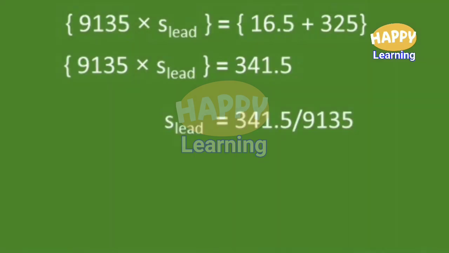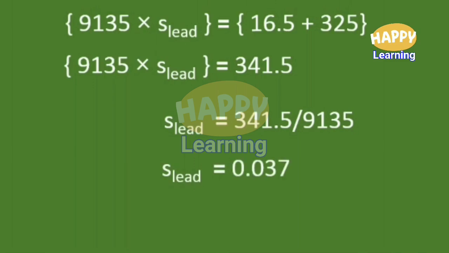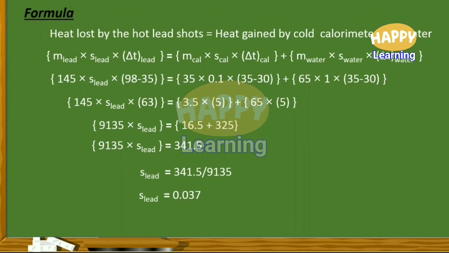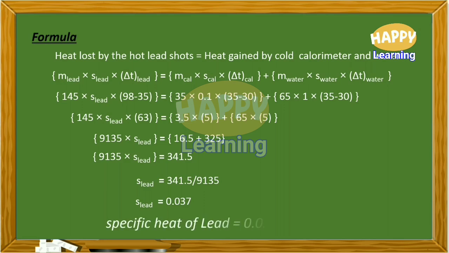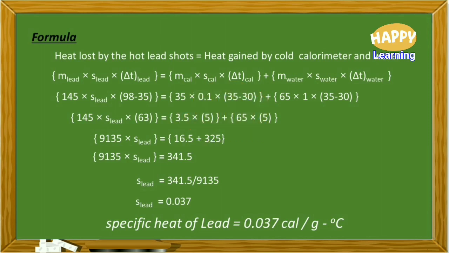341.5 divided by 9135. That will be equal to 0.037 and so on. We are leaving the fraction. After the decimal point we have taken only 3 digits, we are leaving the remaining digits. So finally the specific heat of lead is equal to 0.037 calories per gram per degree Celsius. So this is the answer.